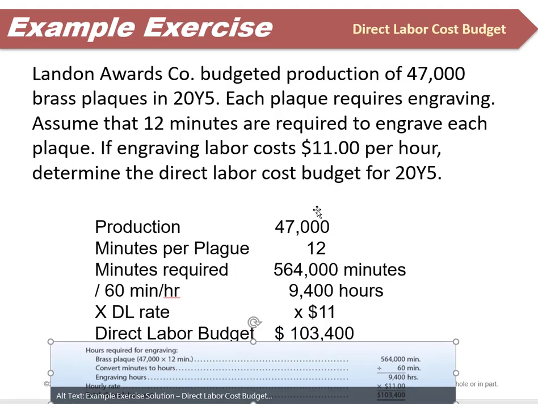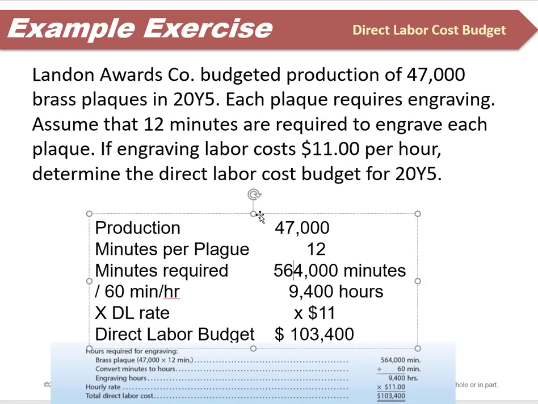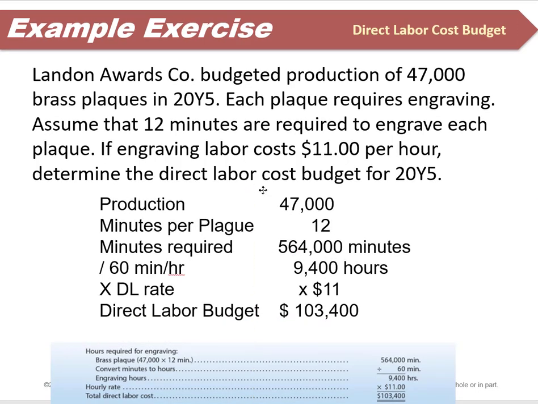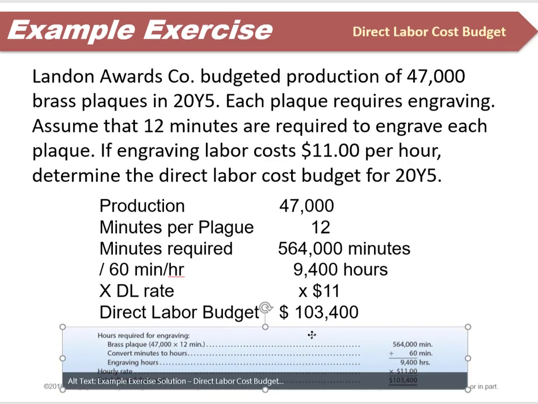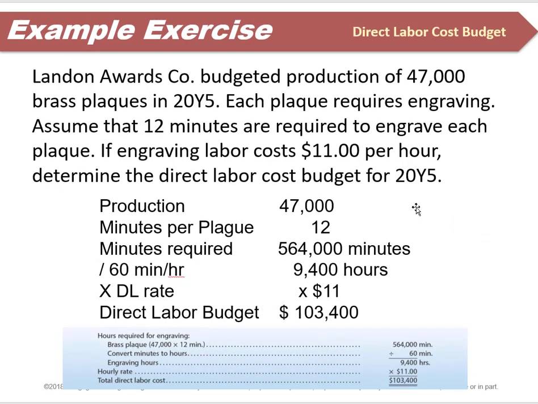That's what I'm going to produce, and it's so many minutes per plaque, 12 minutes per plaque, so that gives me 564,000 minutes. Then I've got to divide it by 60 because I've got an hourly rate. So that gives me 9,400 times $11 per hour direct labor, gives me a direct labor budget.